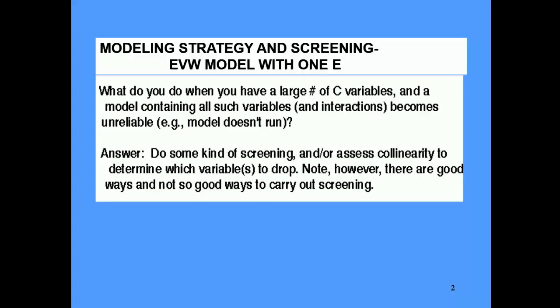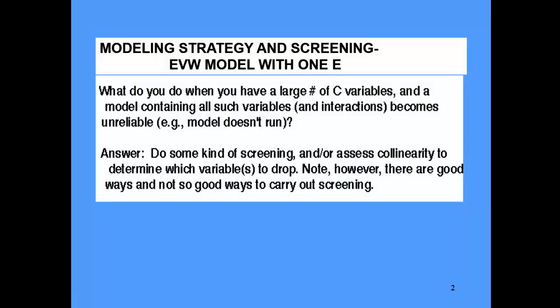So here's the situation: you're doing a study, you've done your literature review, and you've identified a whole bunch of variables that you want to consider putting in your model. You've got maybe one or more E's and one or more C's. What do you do when you have a large number of C variables and a model containing all these variables becomes unreliable, or even doesn't run? That happens. You sometimes decide, I'm going to put everything in the model, run logistic regression, and the model doesn't run. What do you do?